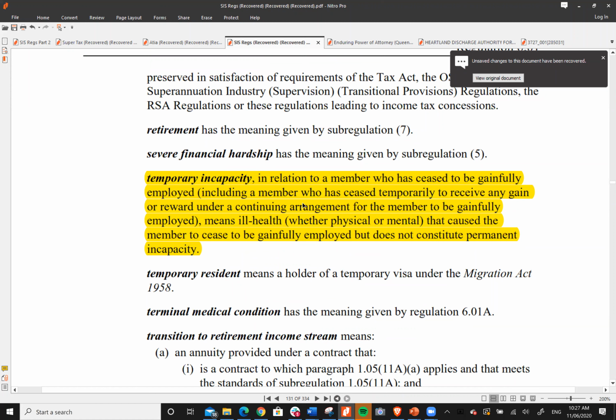So let's have a look and then relate it back to Angel. Is Angel temporarily incapacitated under the law and hence the governing rules of the LightYear Docs deed? In relation to a member, Angel is a member, which is okay, who has ceased to be gainfully employed. Well, that's the case definitely. Including a member who has ceased temporarily to receive any gain or reward under a continuing arrangement. At this stage, Angel is being employed by the mountain bike tour guide. She's off to the winter season, so she's not employed by them anymore. She's effectively been dumped out of that. So she's clearly ceased to be gainfully employed.